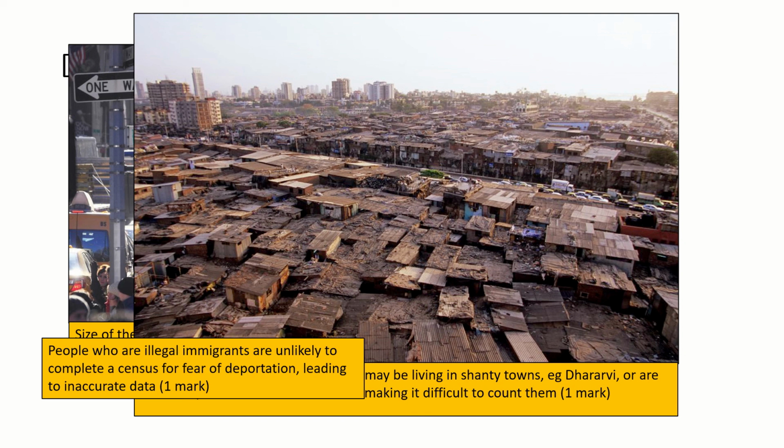A further thing to consider is that where there are illegal immigrants in a country, those people are unlikely to complete a census because, in so doing, they might face deportation or at least being identified by the authorities, which of course is not in their interests. I've not included a picture here because I don't think it's appropriate for me to identify one particular group of people as likely to be illegal immigrants.